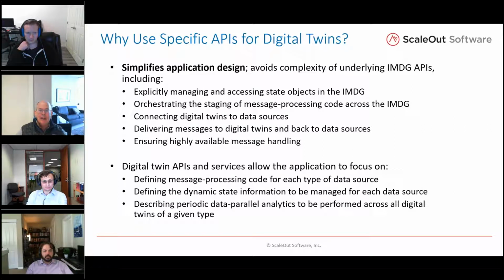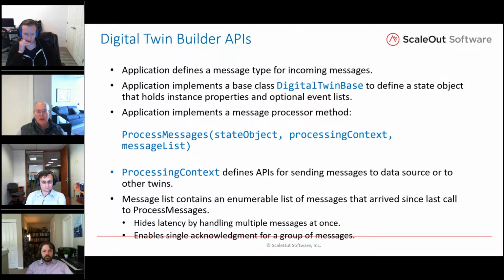So this allows the application developers to simply focus on defining the message processing code for each type of data source. That's a model. That is to say, creating a model, defining the dynamic state information that will be managed, and then to describe separately the data parallel analytics that will be used to extract information from that dynamic state and display it. So this is the API, but it fits on one slide, even though it seems to have gotten a little low here relative to the red line.